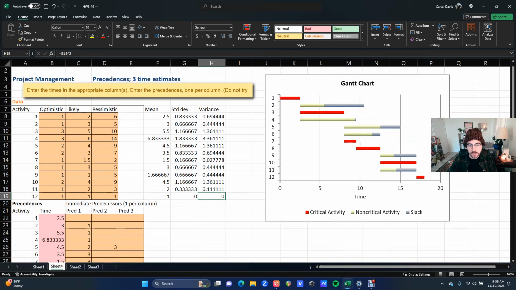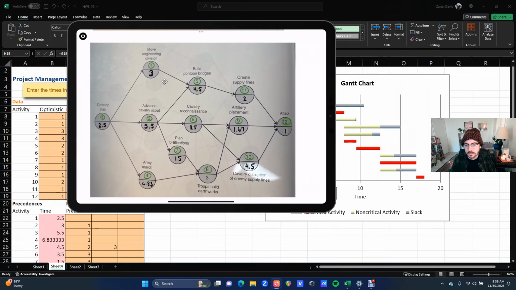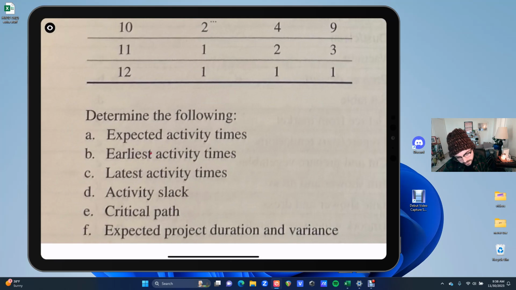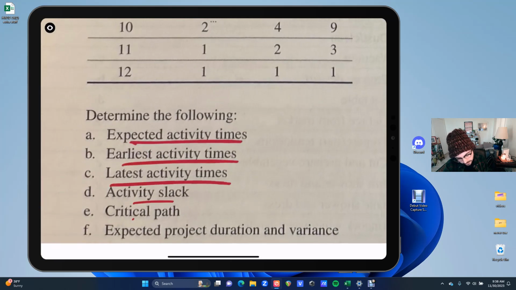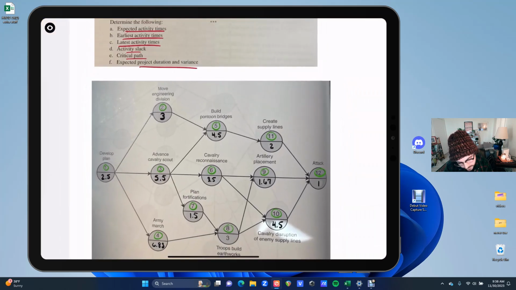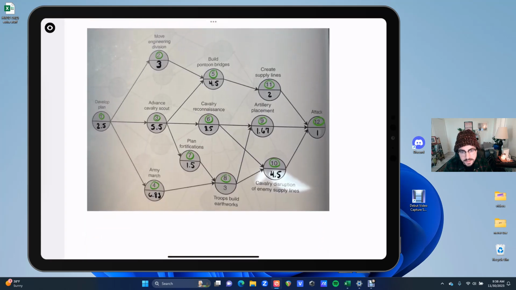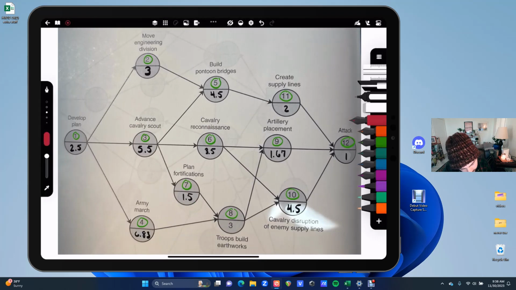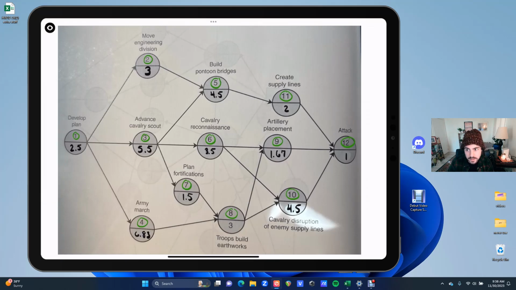We'll refer back to this chart once we do a little sketching, a little by-hand work here. Let's see if we can do this. What we're going to do is figure out earliest times, this stuff here: expected activity times, earliest times, latest times, slack, critical paths, and expected project duration and variance. Starting with earliest and latest, the expected activity times are just the times I put here. These come from the means that were calculated, right?